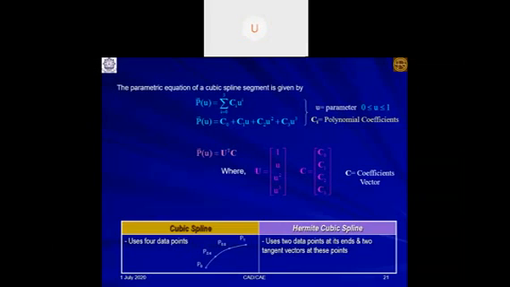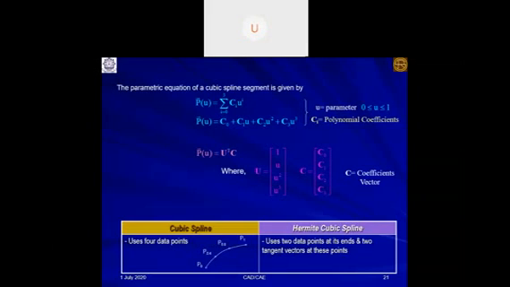After solving this parametric equation, you will get C0, C1, C2 and C3, and your cubic spline is done. But here 4 boundary conditions are required. The 4 boundary conditions mean 4 data points are required. This is called the simple cubic spline curve.